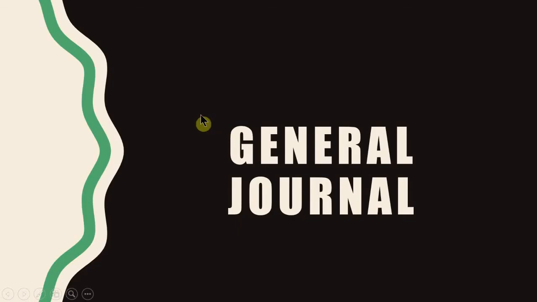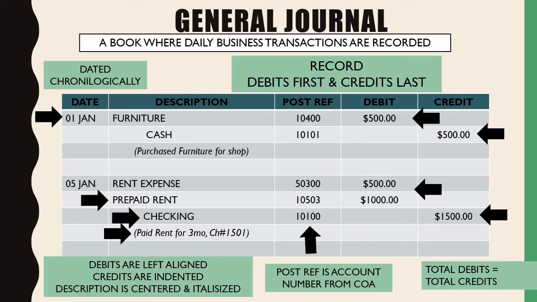All right, so now we're going to be introducing the general journal. As you can see, there are arrows everywhere. I'm just going to go through it one at a time. So first things first, what is a general journal? A general journal is a book where daily business transactions are recorded. This is what it typically would look like.